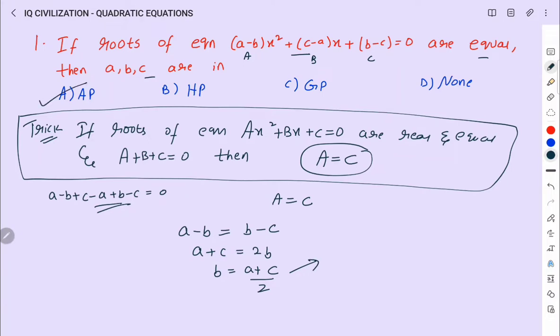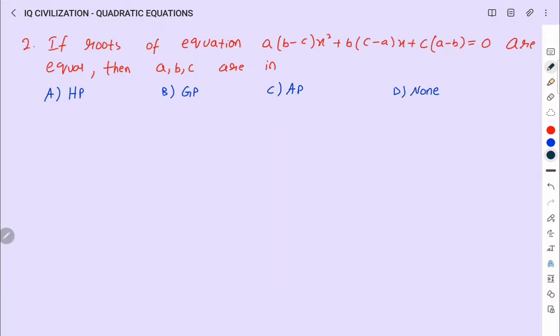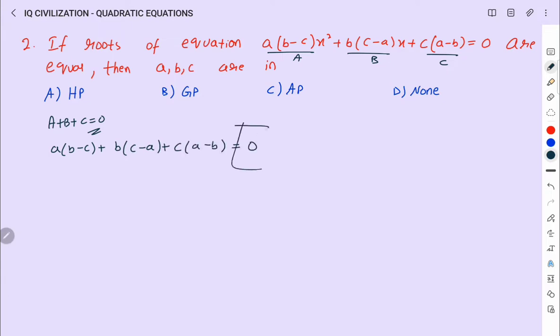Okay, next one. See the second question. If the roots of this equation are equal, the first thing we need to check is whether a plus b plus c is equal to 0 or not. Okay, just from the previous trick. So here this is a, this is b, and this is c. So a plus b plus c is equal to 0. We need to prove this. Okay, this 0 we need to prove.